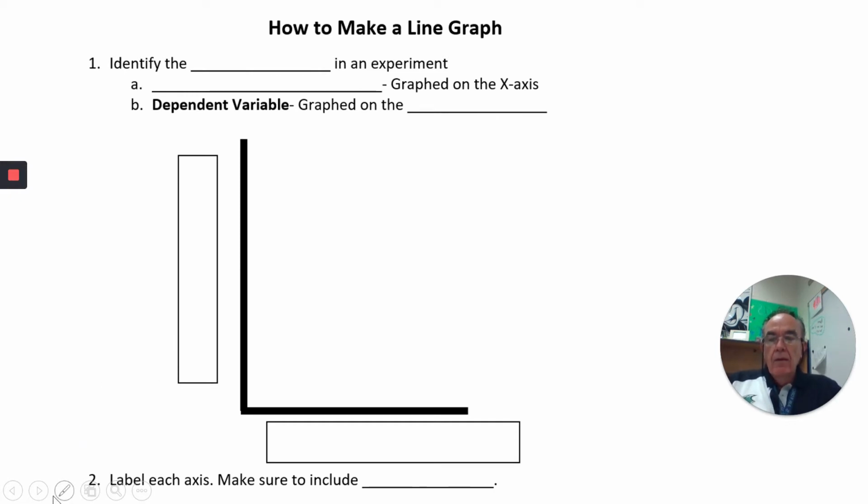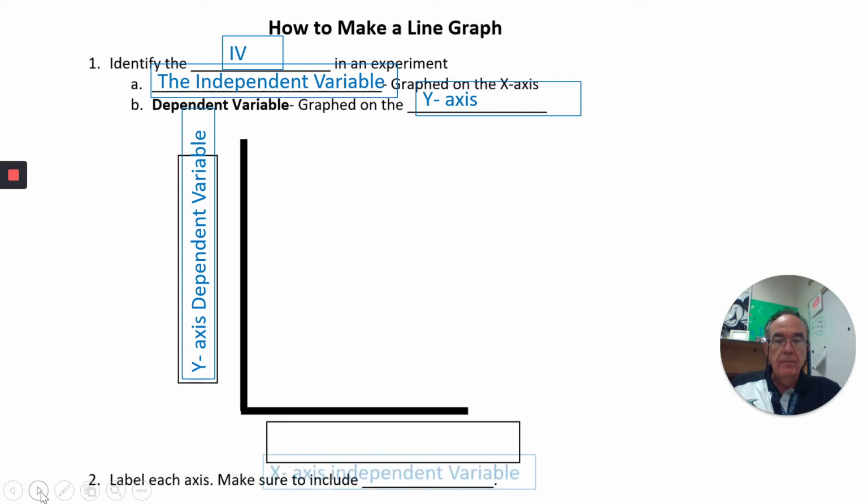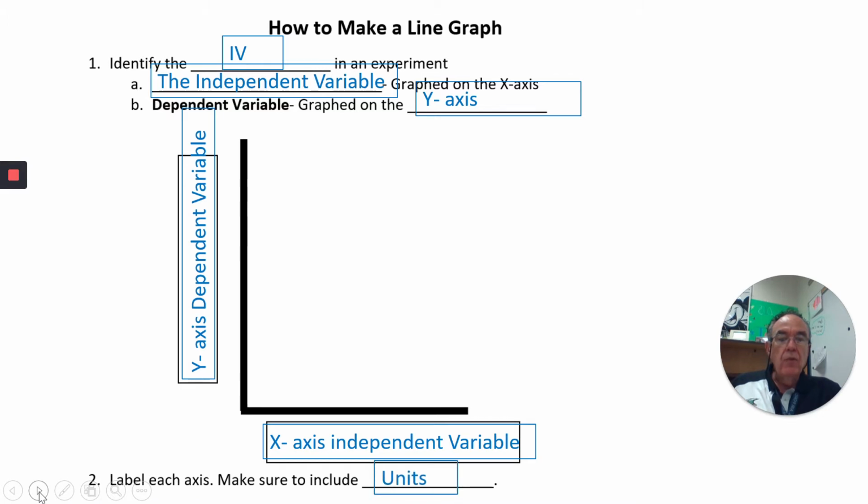The first thing we need to do to make a line graph is identify the independent variable in the experiment. This is what we're going to plot on the x-axis. So it's going to go down here on the x-axis. This is the same thing as you do in algebra or pre-algebra. And then the dependent variable would be on the y-axis. So the y-axis is the dependent variable, and the x-axis is the independent variable. Make sure when you label the axes, you include units.